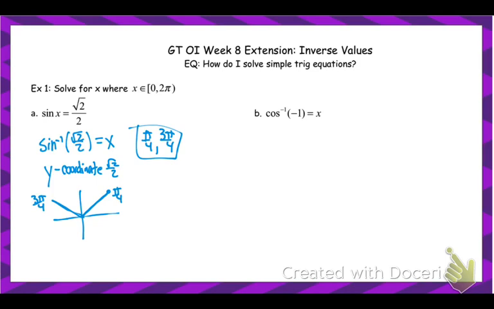All right, look at the next one. Next one's already set up that way. Cosine inverse is -1. Okay, so again, look back to your unit circle. Cosine corresponds to the x-coordinate. So when is the x-coordinate -1? Well, if you look on your unit circle, you'll notice there's only one place where that happens. The x-coordinate is -1 over there at pi. So your answer is pi.